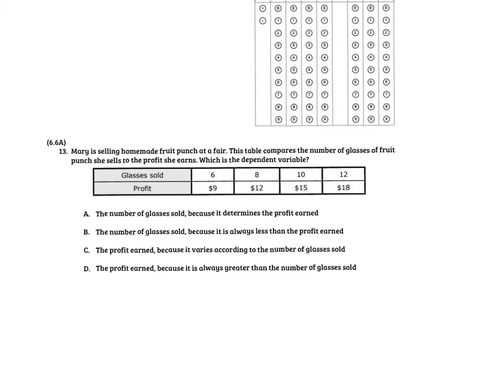A, the number of glasses sold because it determines the profit earned. B, the number of glasses sold because it's always less than the profit earned. C, the profit earned because it varies according to the number of glasses sold. Or D, the profit earned because it's always greater than the number of glasses sold.